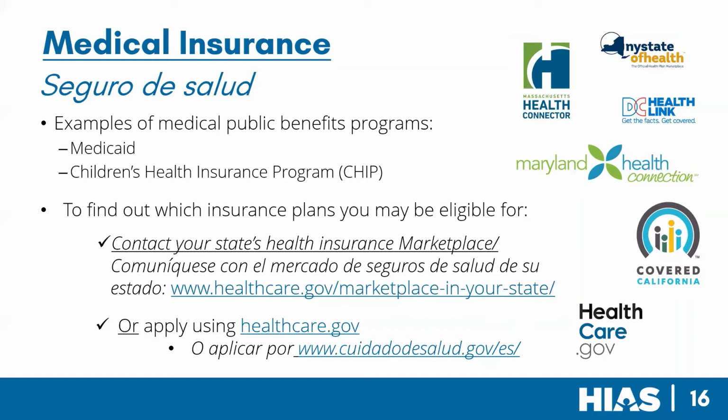Now, most of you live in a state where there is a state health insurance marketplace that you can contact. In Maryland, for example, we have Maryland Health Connection. Up in New York, you all have New York State of Health. But if you want to find out whether your state has one of these, you can go to the healthcare.gov website for more information, as well as how to contact your state-specific health insurance marketplace. And if your state does not have a state health insurance marketplace, you would instead be able to apply for insurance directly through the healthcare.gov website.